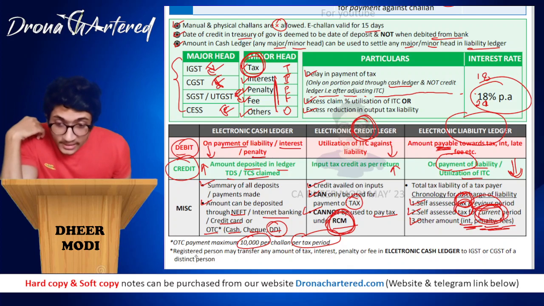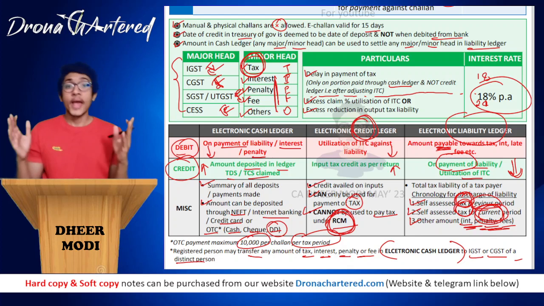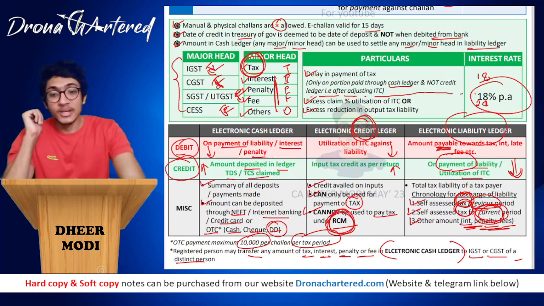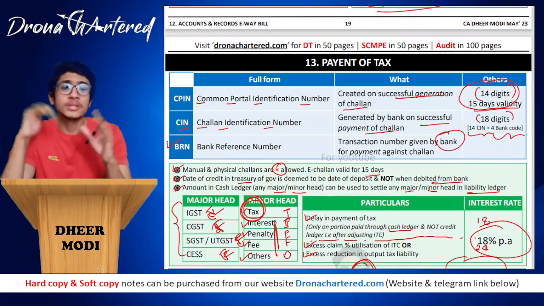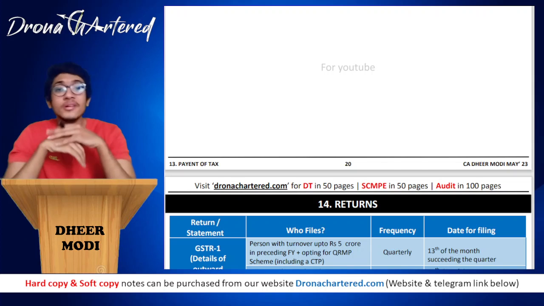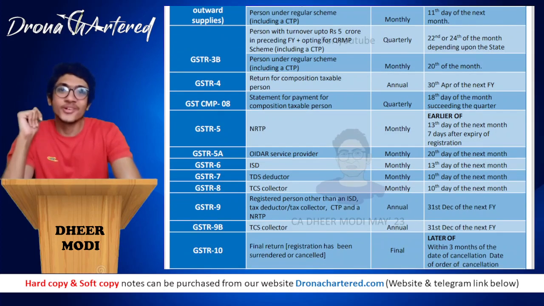Okay. A registered person may transfer any amount of tax, interest, penalty, or fee in the electronic cash ledger to IGST or CGST of a distinct person. Okay, and with this we are done with our chapter on payment of tax. I hope this chapter was easy, nothing much to worry about. And in the next class we'll see our chapter on returns. I've made this in a table format so that it is easier to learn.